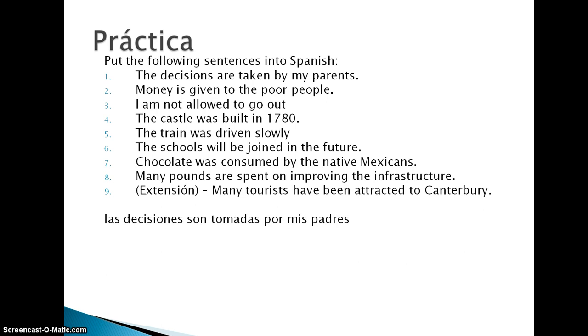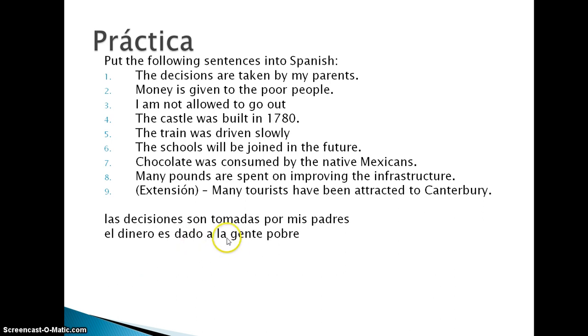So the first one, las decisiones son tomadas por mis padres. Are taken, present tense. Decisión is feminine. We know it's feminine because it ends in ION. And so we have to make our past participle agree with decisions, AS. Right? Por mis padres.